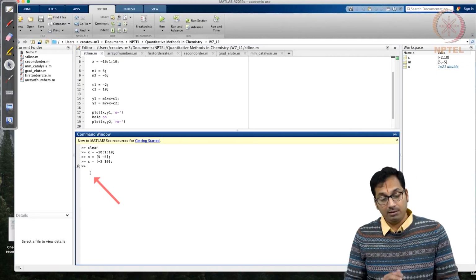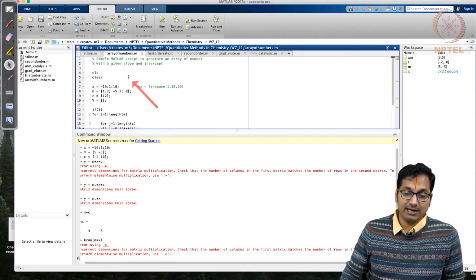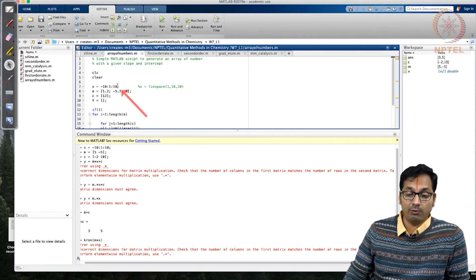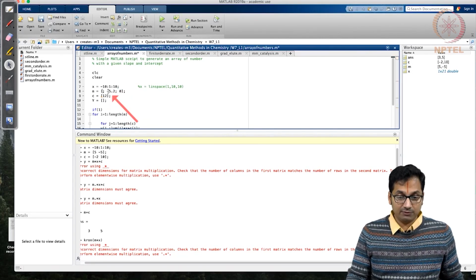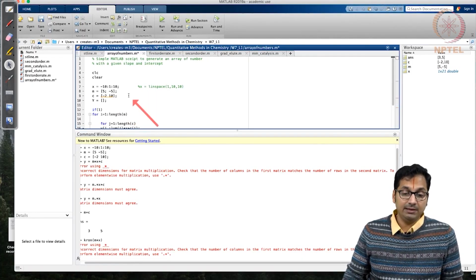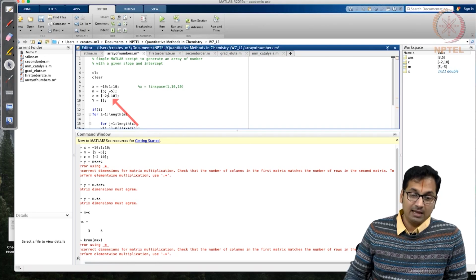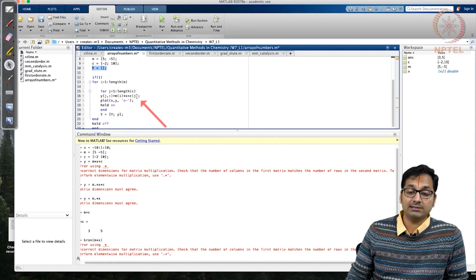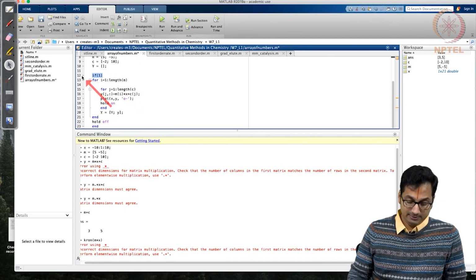Now this has been done, so let us define in this program. Once again I am restarting it by CLC, which means that I am clearing the screen and then clearing all the variables, and I am defining x between minus 10 to plus 10 with 1 degree increments, and let us try to give slope as 5 and minus 5, and then we can give intercept as minus 2 and plus 10. After having done that, we are defining a variable y which will be our final answer. Let us not worry about it right now.